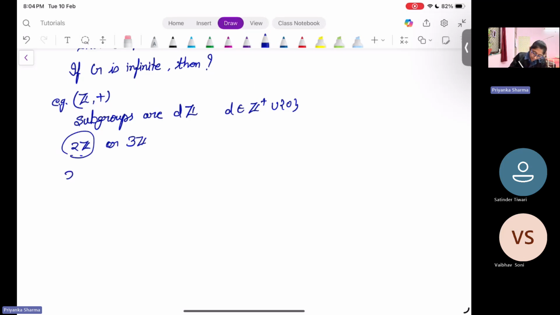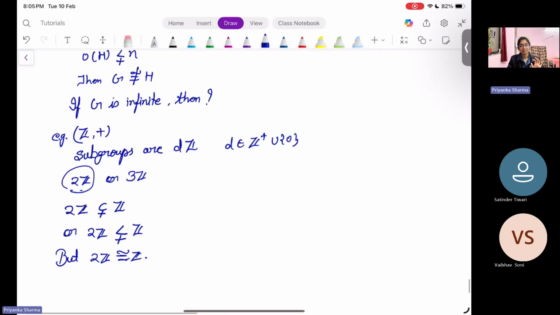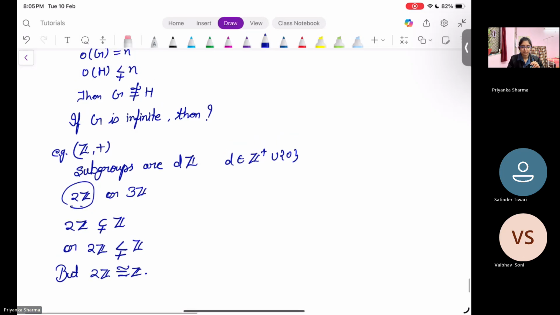So 2Z is properly contained in Z, or you can say 2Z is a proper subgroup of Z, but 2Z and Z are group isomorphic. So the statement is not true in general. Clear? Why are they isomorphic?